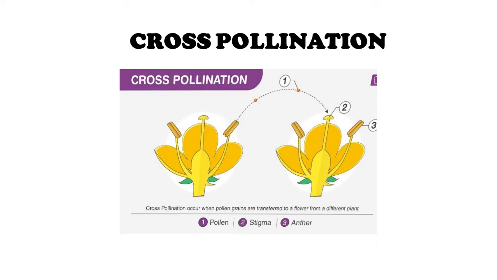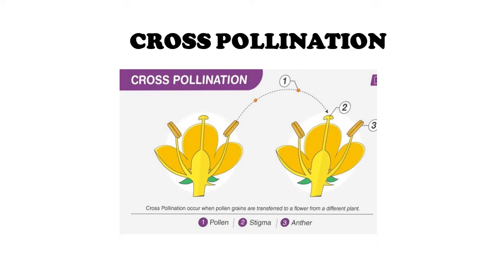Next, in self-pollination, the process can take place in the same flower. In cross-pollination, the process can take place between two flowers present on different plants.